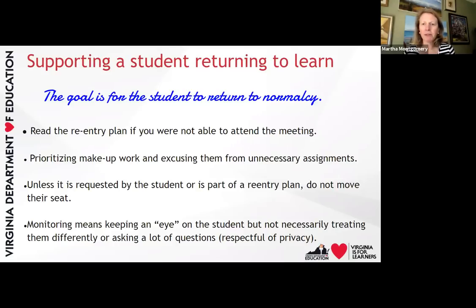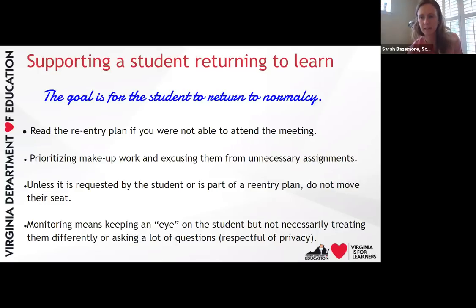And then another crucial piece is, we don't want to ostracize the students. Sometimes if a student's seat is moved, or if they're identified in some way, it really can be embarrassing to the student. So unless it's requested by the student or it's part of that plan for reentry, don't move their seat. Try to keep it as normal as possible. And then again, monitoring means keeping an eye on the student, but not treating them differently, not asking a lot of questions. If you have an established relationship with a student, you certainly can talk to them as you would have before the situation, but you don't want to be overbearing, and be respectful of their privacy.